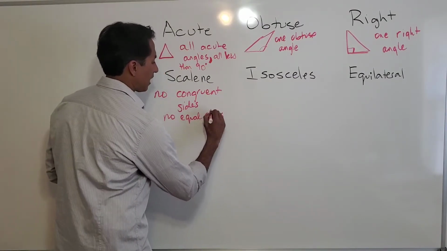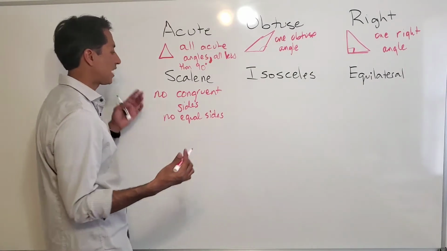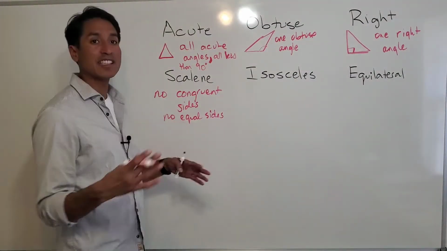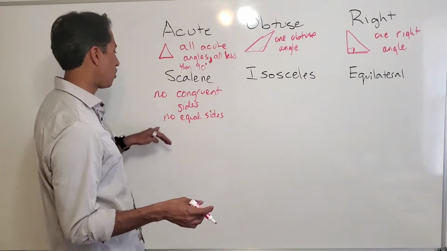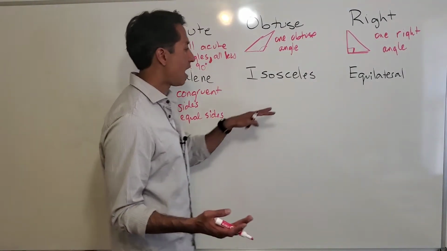Or you could even say no sides the same length. Whatever's going to help you remind yourself. Scalene means that none of the sides are the same length. Okay? No equal sides. No congruent sides. However you want to say it.